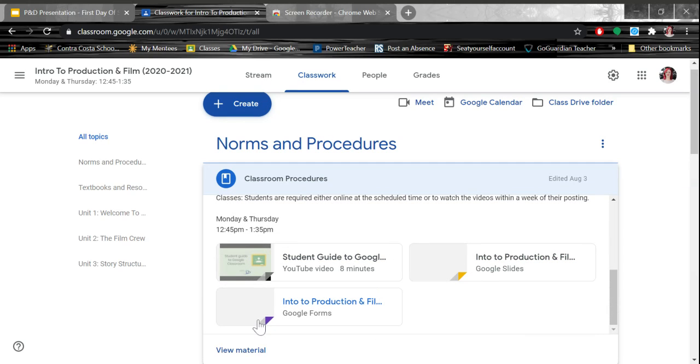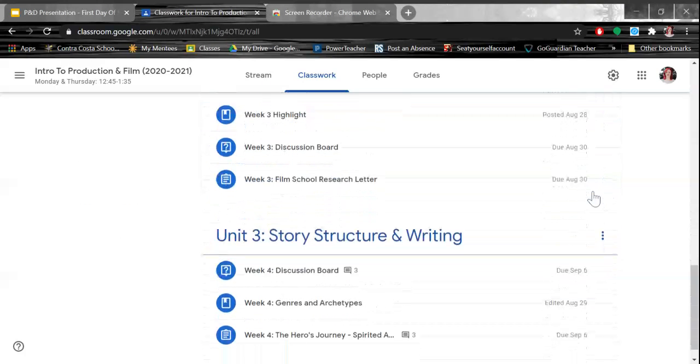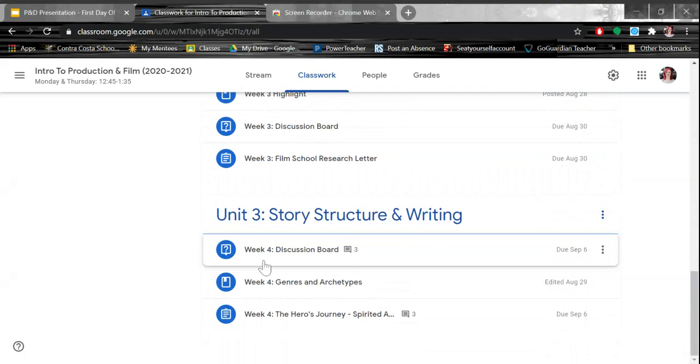They've got a warm-up slide deck and a Google form. They can also access class that week through the discussion boards and the assignments. So we usually have an assignment per week and a discussion board per week. A discussion board cannot be made up.